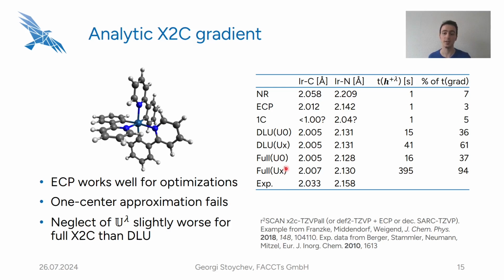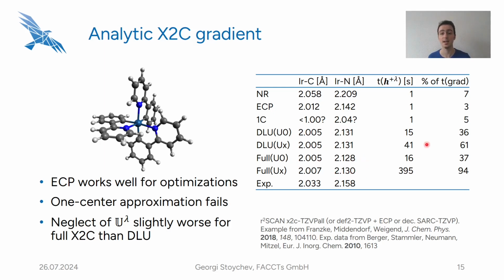But first, I wanted to take a look at the different approximations that are available for X2C. First, we have the DLU approximation, and you can see that that introduces very small errors. And we also have an approximation where we neglect the response of the unitary transformation matrix, marked U0 here, and that introduces no additional error in the DLU case and a very small error in the full X2C case.